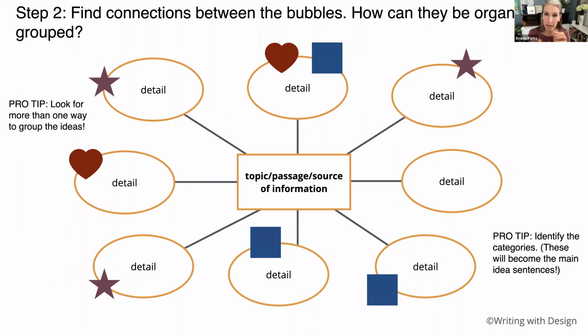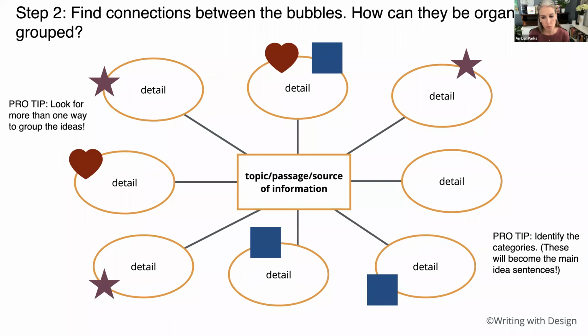From there, we might have some that can connect in more than one way. So you see the one bubble right up at the top and center that has a heart and a square. So that means it could go in two separate paragraphs here, right? If there's a paragraph with the heart bubbles, there's a paragraph with the square bubbles. I've got to decide where this one goes that's got both of them on it.